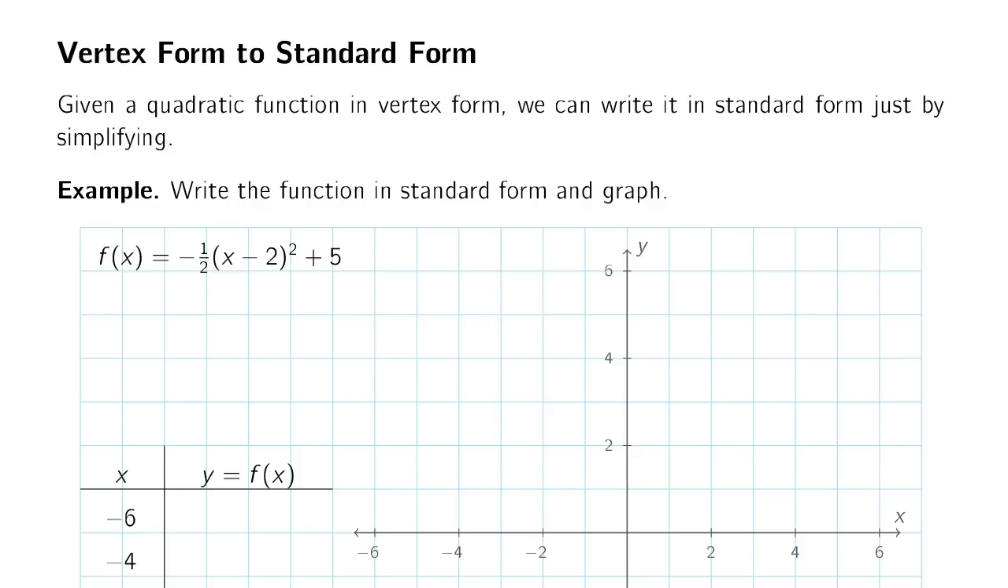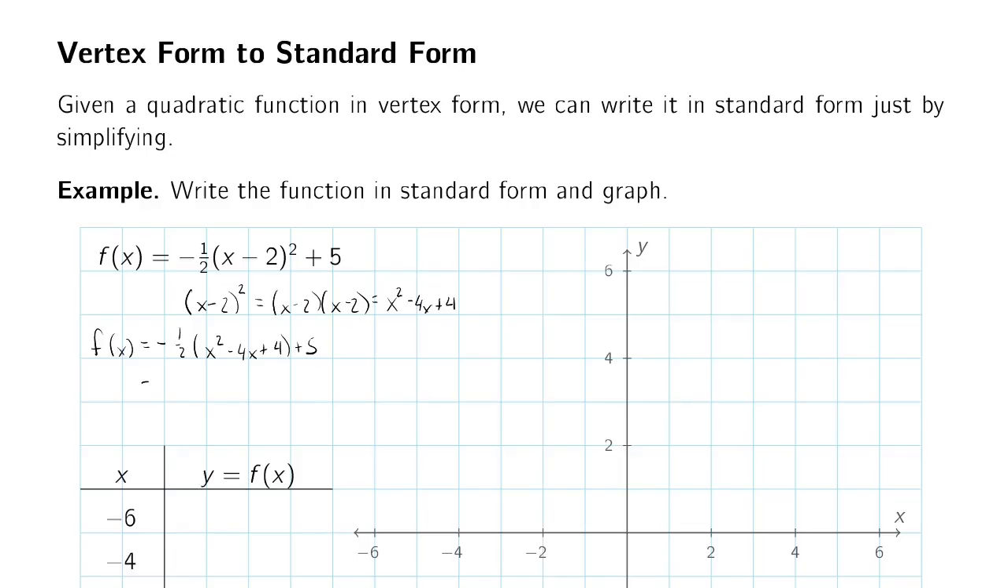Right, so here we have a function f of x is -1/2 times (x minus 2) squared plus 5. So first I'm going to work out (x minus 2) squared. That's (x minus 2) times another (x minus 2). That's going to be x squared minus 4x plus 4. And so my function, I have f of x is -1/2 times (x squared minus 4x plus 4) plus 5.